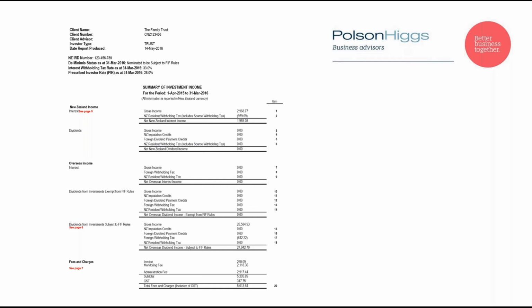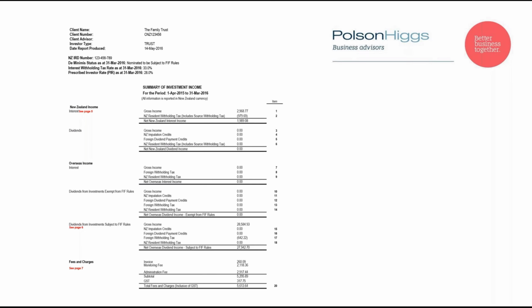It does have attached to it $642.22 of tax credits. We may be able to claim those. We've also got some monitoring and administration fees, and they may be deductible to us down the bottom. So how do we know about what to put in further?